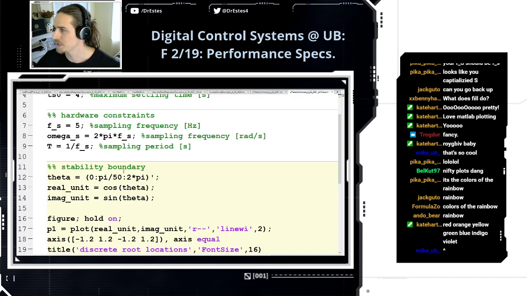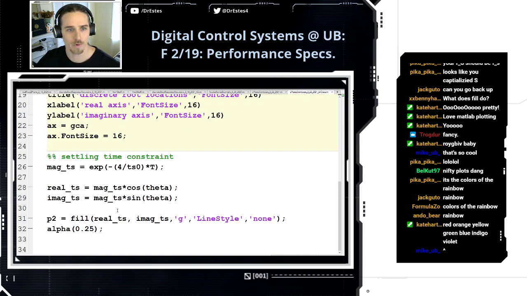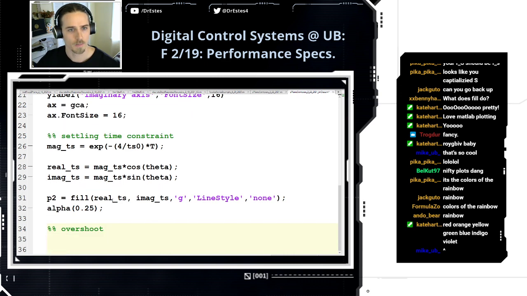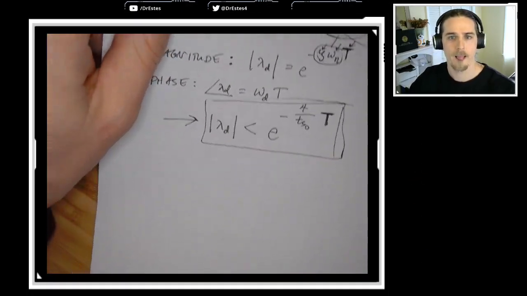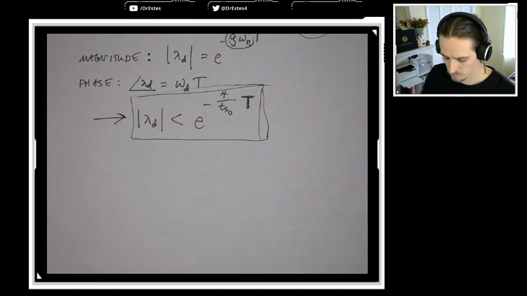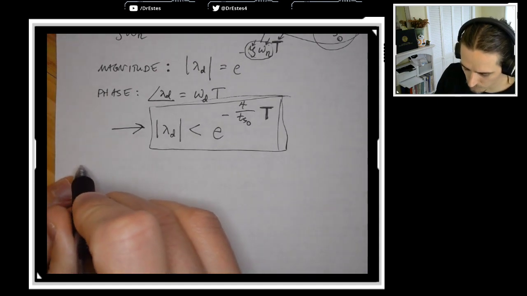So we need to keep moving on. We need to make more performance constraints. The next one I want to do is overshoot. And this makes a cool looking shape. Actually, the coolest shape comes from rise time. I don't know, it's up to you. It's kind of subjective. Okay, we got to go back to this paper. Okay, so overshoot.